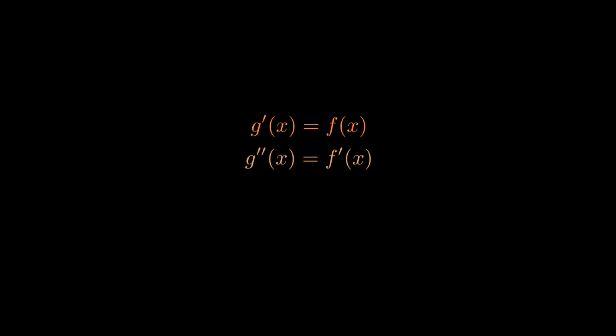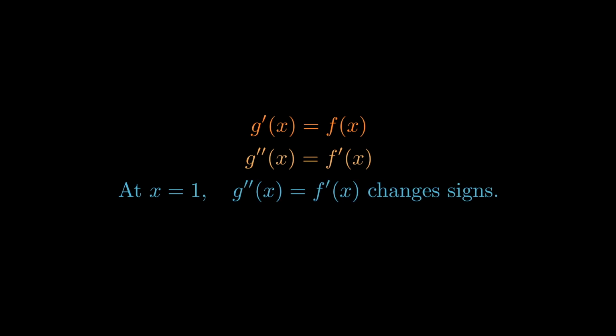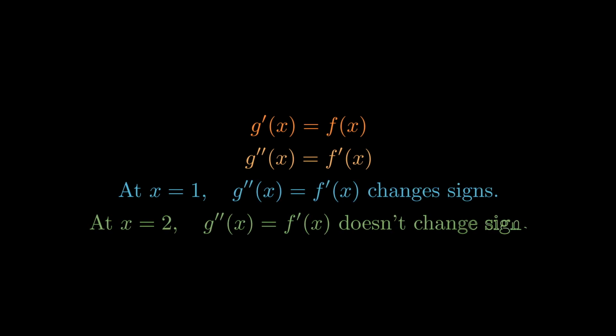We can notice that at x equals 1, g double prime of x, which equals f prime of x, changes signs. But at x equals 2, it does not change signs. So that means an inflection point cannot occur at x equals 2 because the sign of the second derivative does not change, but it indeed can occur at x equals 1 because the sign changes.